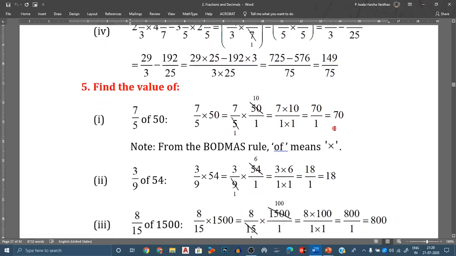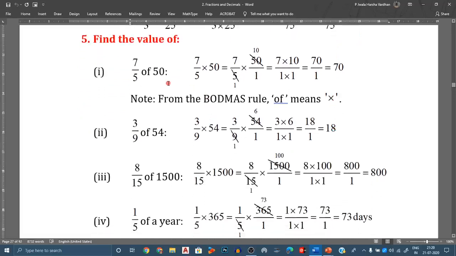Next, find the value of 7 by 5 of 50. In the BODMAS rule, bracket of division, multiplication, addition and subtraction, here of also means into only. You have to replace the word of with the into and you have to multiply. So that's what you have to remember. So 7 by 5 of 50 means 7 by 5 into 50.